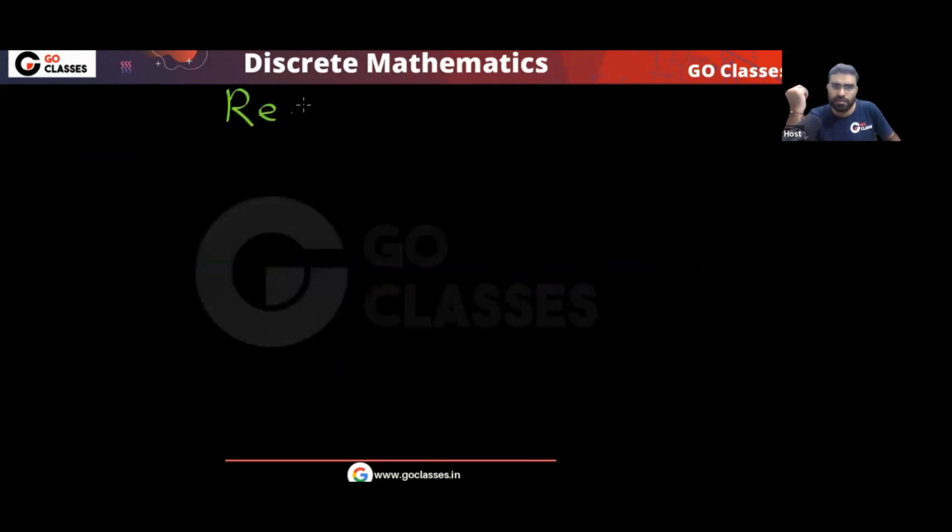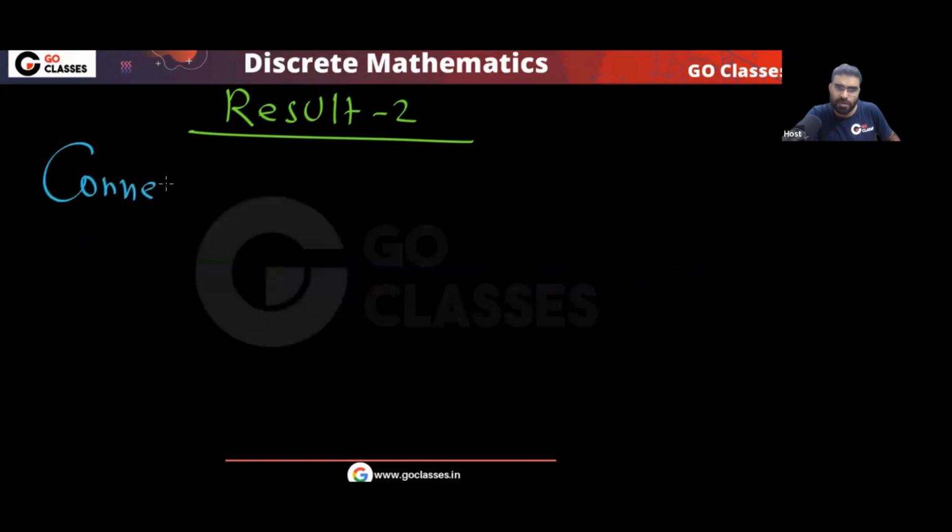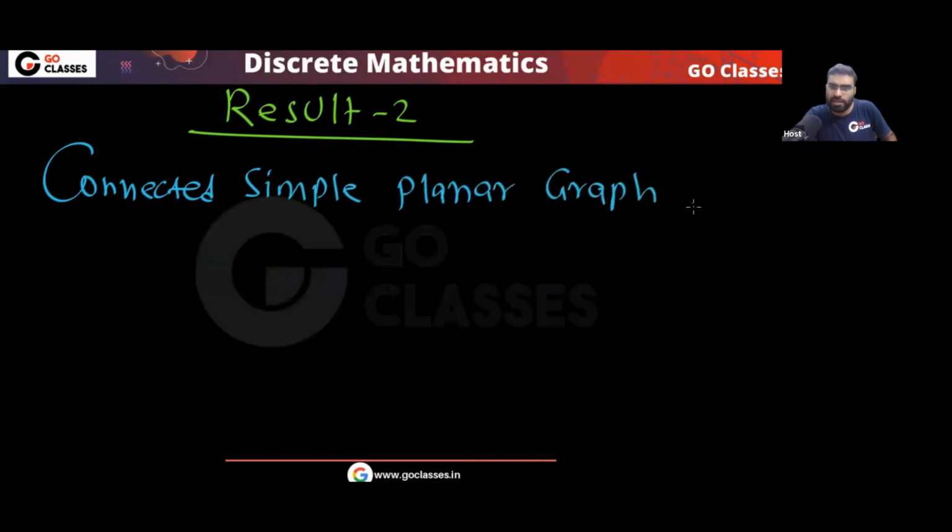So remember this result number 2. Is this clear? Result number 2 is very simple. It says that if you have a connected simple planar graph with at least 3 vertices and no 3 length cycle.